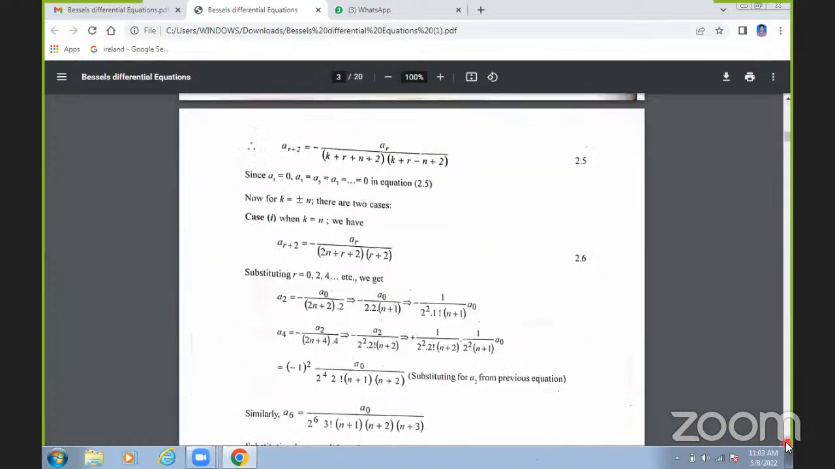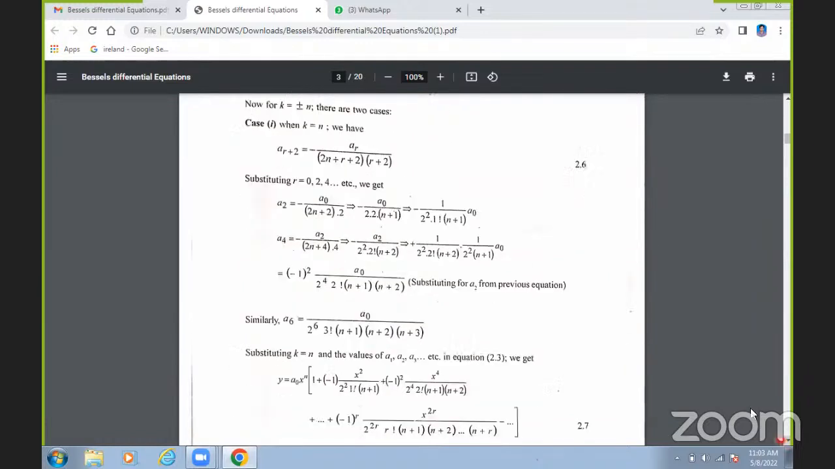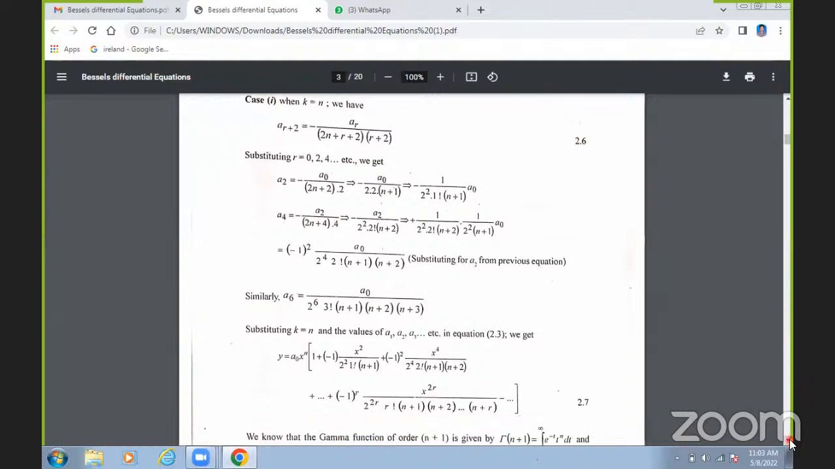See here, in this page we have got the A2, A4, A6 values, then we have to get the A1 values. So in order to get that, we will substitute in this generalized equation, y is equal to A0 x power n, because we have already found out the values of these. So in that equation, if you substitute, we are going to get the y value as this one.